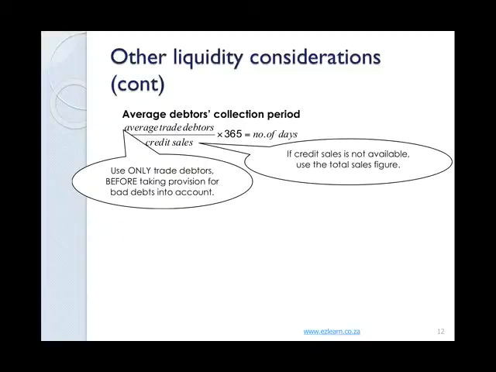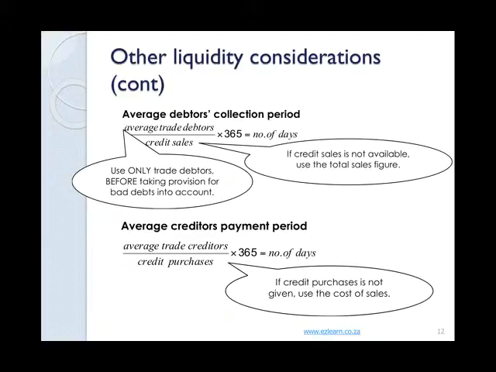For sales, ideally we want to know the credit sales figure if this is given. If it is not possible to calculate it, use the total sales figure instead, although this will slightly skew the results. The average creditors payment period is also going to be done in the same way.